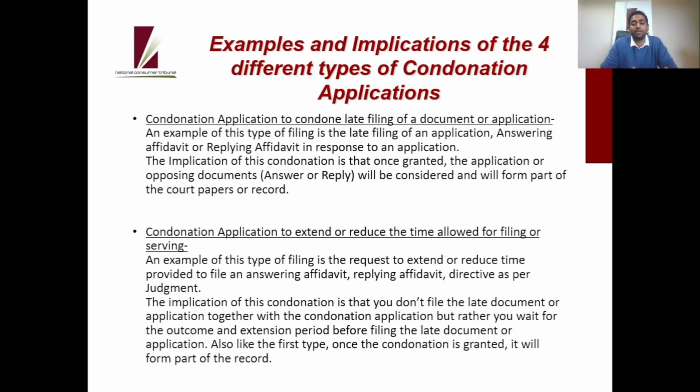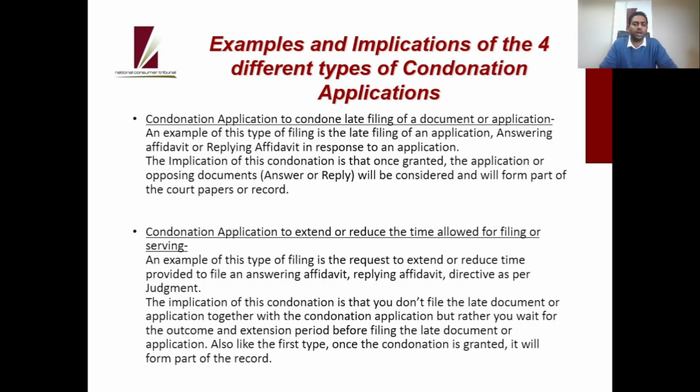Condonation application seems very complicated. What I'm here to do is try and make it less complicated, or a quite simple way of understanding what it's used for, by using practical examples. So you know when an application is filed, an answering affidavit from the previous video needs to be filed within 15 days, and a replying needs to be filed within 10 days. So the first type of condonation is the condonation application to condone the late filing of a document or an application. The example I'm going to use is the answering affidavit.